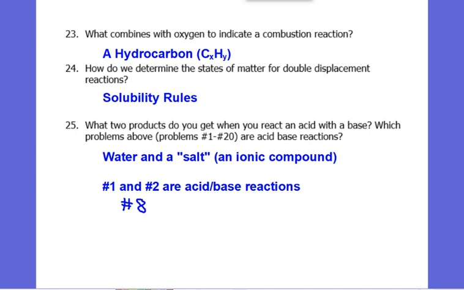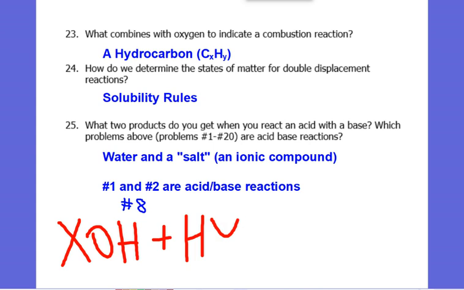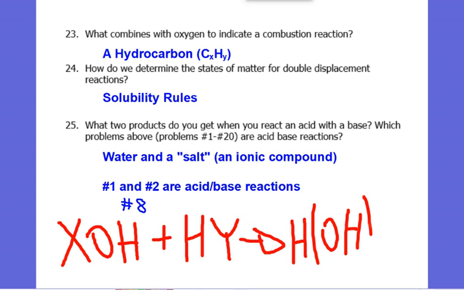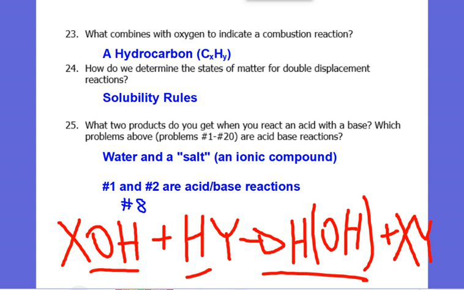Good job. In 25, what happens when you mix an acid and a base? So bases have hydroxide, and acids have hydrogen. And so they make water, and then they make an ionic compound, XY, whatever that ionic compound is. We usually call that ionic compound a salt, but it doesn't have to be sodium and chlorine to be a salt. That's the only salt that we eat, though. So acids and bases have hydrogen and hydroxide that are neutralizing each other.